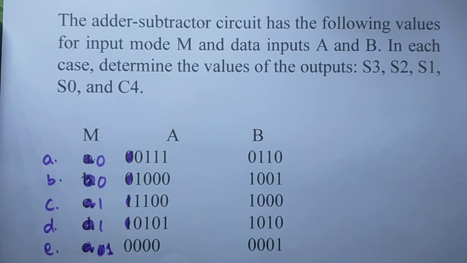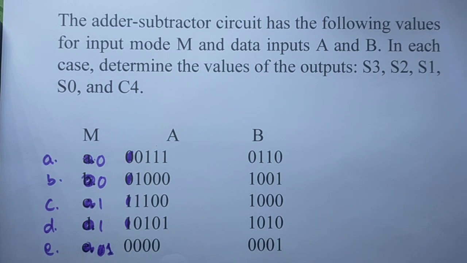Today I will discuss another problem. The problem is defined in this way: the adder-subtractor circuit has the following values for input mode M and data inputs A and B. In each case, determine the values of the outputs S3, S2, S1, S0 and C4, the carry bit.